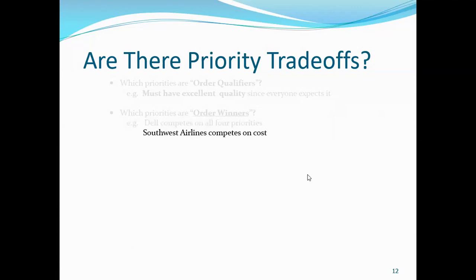But usually we bought Dell computers because it's cheap. And then Southwest Airlines, they compete on cost. We can see that a lot of times their tickets are cheap, right? And McDonald's, they compete on consistency. No matter where you go, in theory, the Big Mac would taste the same. It's also part of quality.